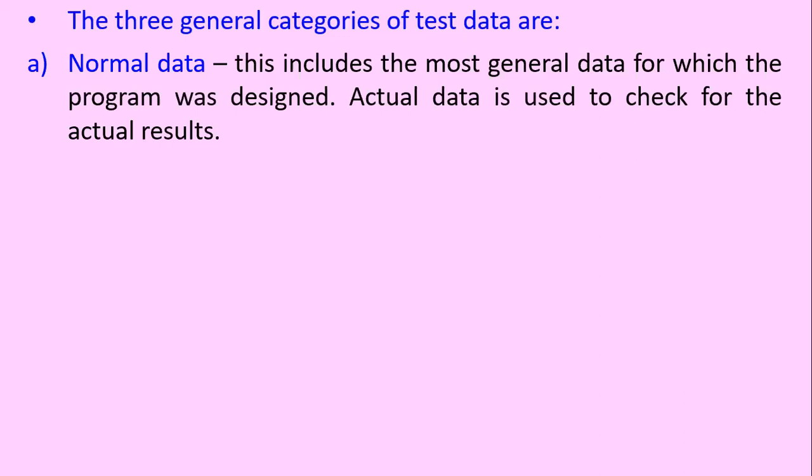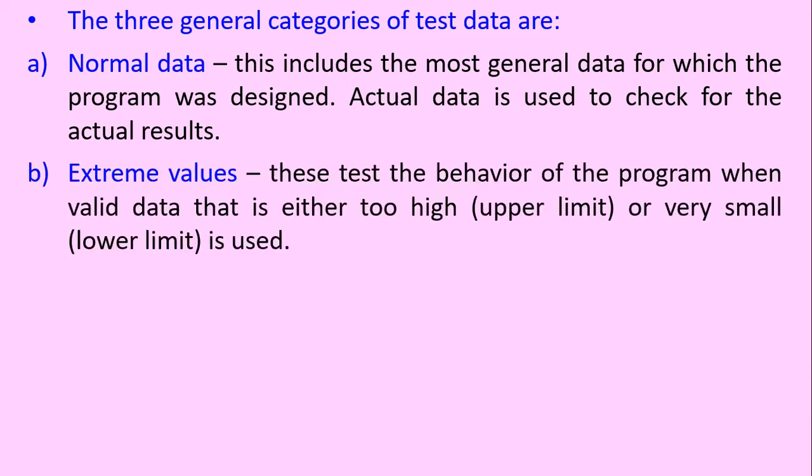The 3 general categories of test data, therefore, are: number 1, the normal data. This data includes the most general data for which the program was designed for. Actual data is used to check for the actual results. The second category is extreme values. These test the behavior of the program when valid data that is either too high, that is upper limit, or very small, that is lower limit, is used.